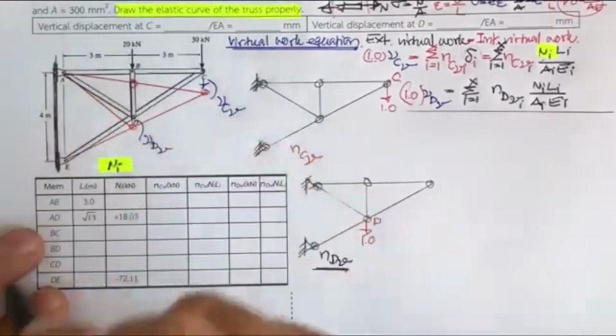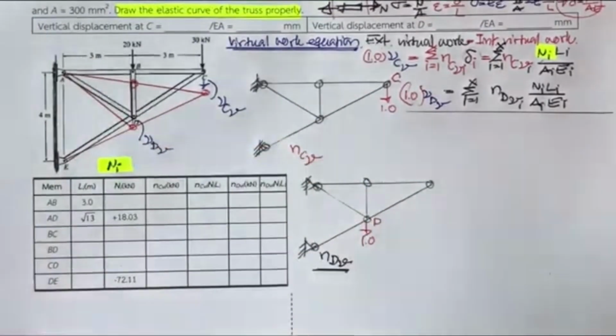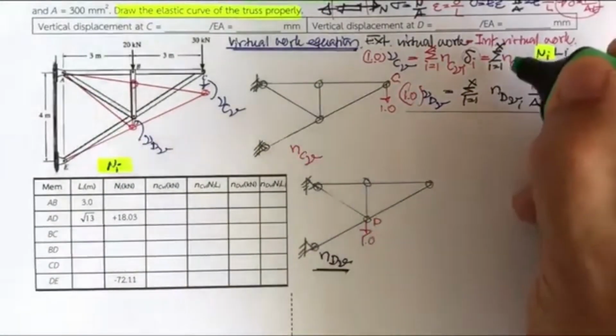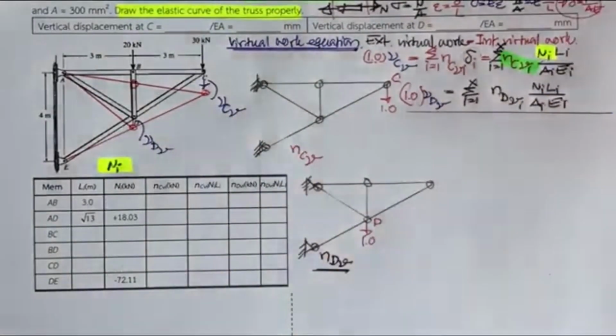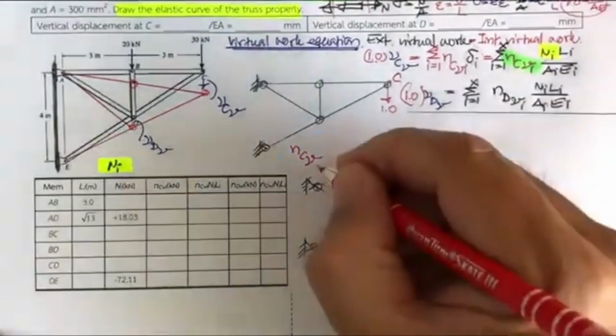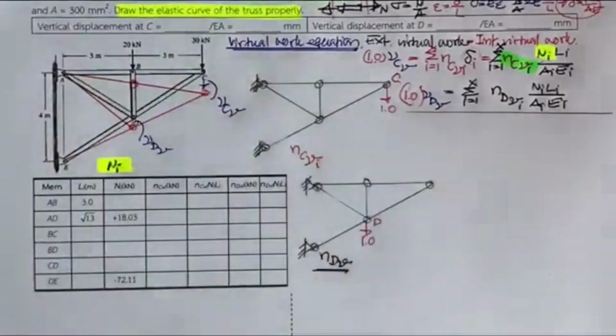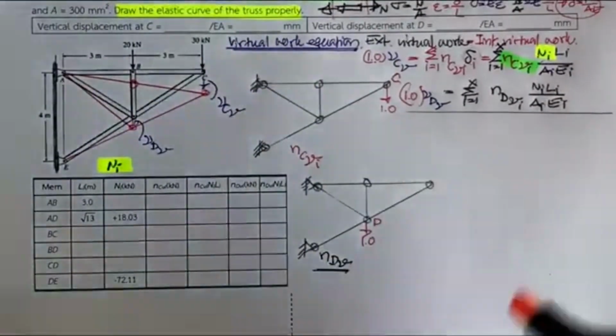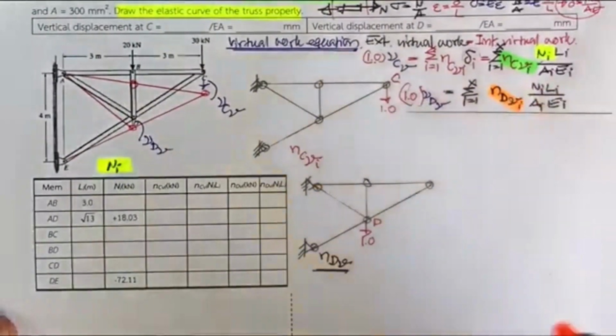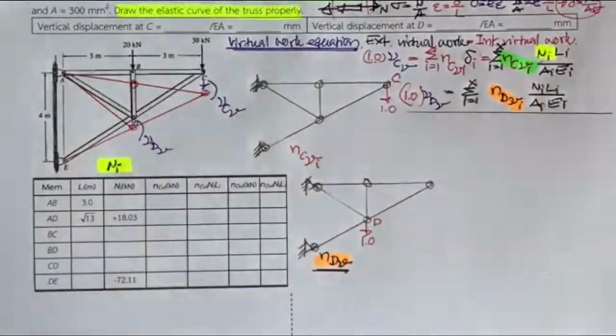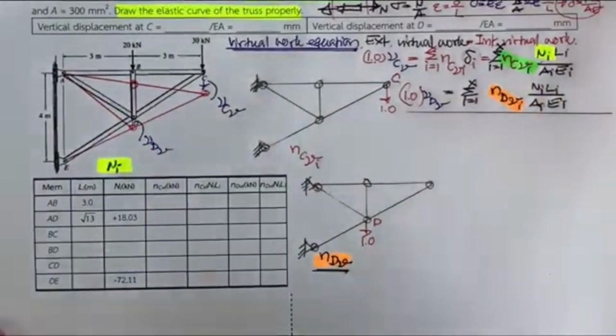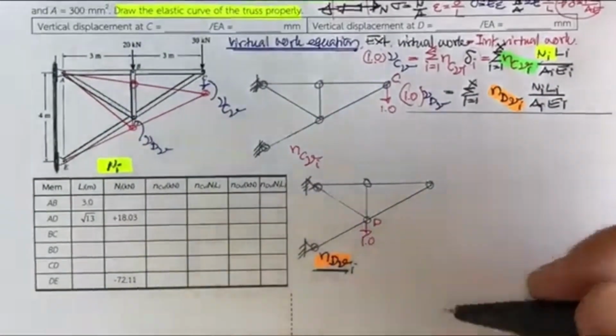This must be N sub i, and you also need to determine N sub Ci. That is going to be the force here, and you also need to determine N sub Vi, which is going to be here. So that is the step of calculation.